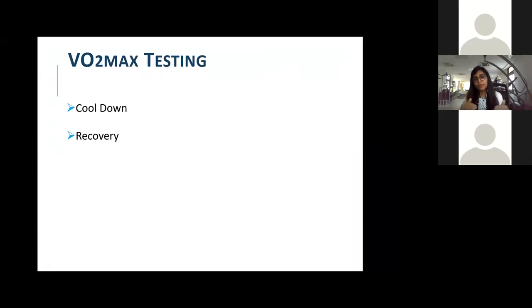Now, after completion of the test, an effective cool-down of 3 to 5 minutes, depending on their need, is very important, and the person is monitored for a while, and the recovery data is also continuously taken.